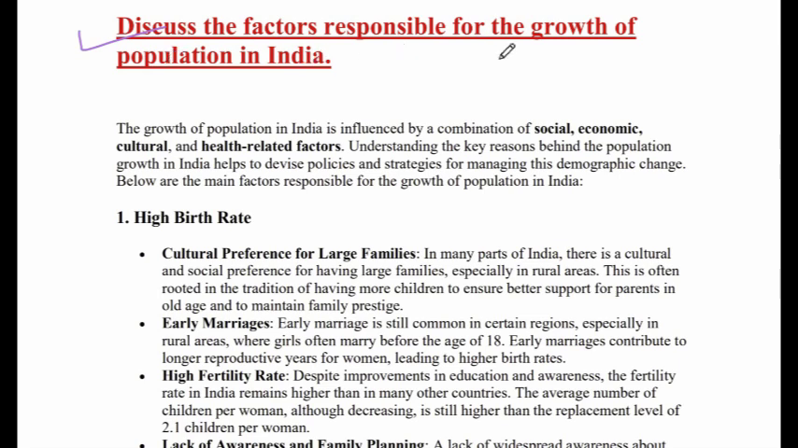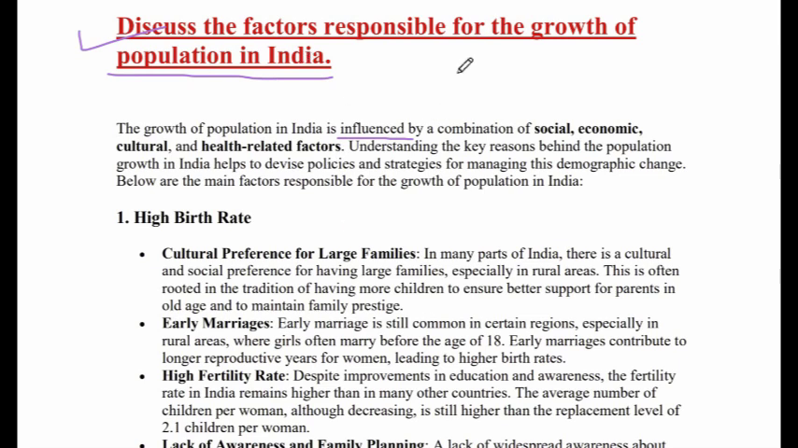Discuss the factors responsible for the growth of population in India. So we are going to talk about why the population is increasing in India. What are the reasons, or what are the factors for the growth of population in India? The growth of population in India is influenced by a combination of social, economic, cultural and health related factors.